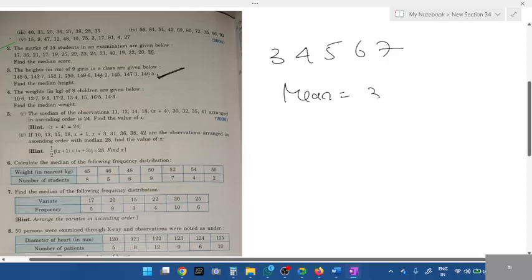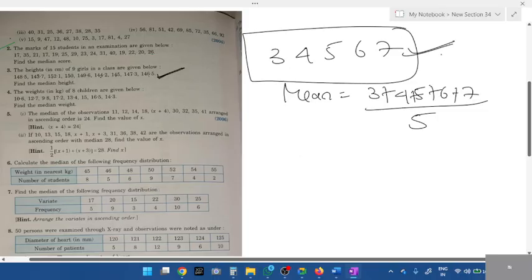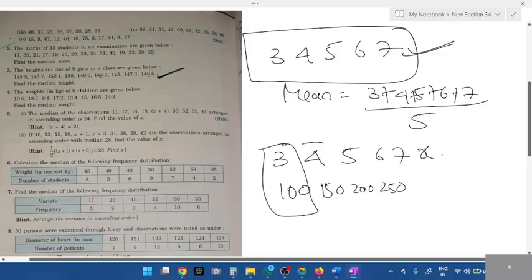What's the formula? Sum of observations divided by how many observations are there? 5. How many values are there here? Only one value is given, right? But what if two values are given, fi, xi, like this? 100, 150, 200, 250 like this. If there are two values, we have to take the first one as xi, second one as fi.